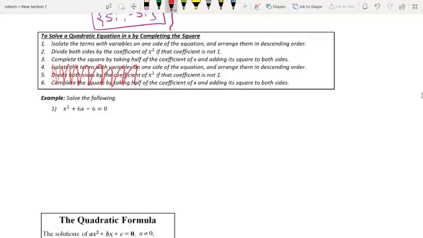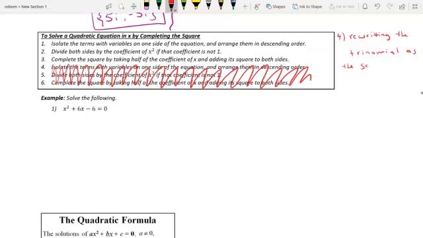Alright, now this portion ignore because it's a typo and it just reprinted it. So step 4 involves rewriting the trinomial as the square of a binomial. And this will make a lot more sense in just a second. I'll color code and try to make this as clear as possible for you. Then step 5 means you're going to use the principle of square roots.